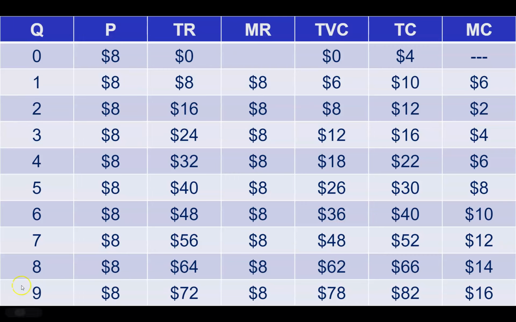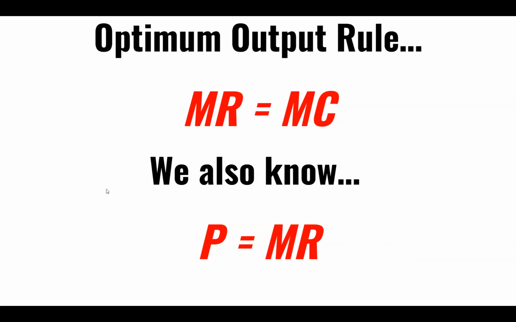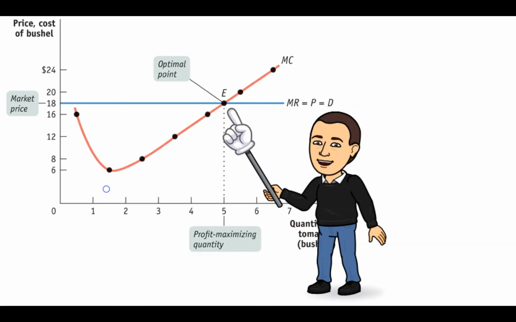In this case, the best option for me if I'm a firm is to sell 5 units, because at 5 units I will have more profit than at any other point that I could produce. So the optimal output rule says marginal revenue equals marginal cost. We also know that price equals marginal revenue, which means that in perfect competition, we know that marginal revenue equals price.